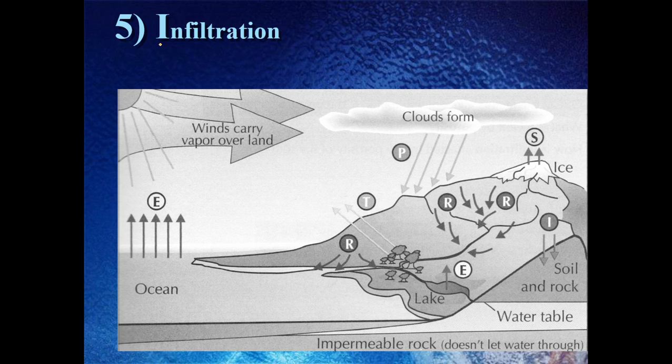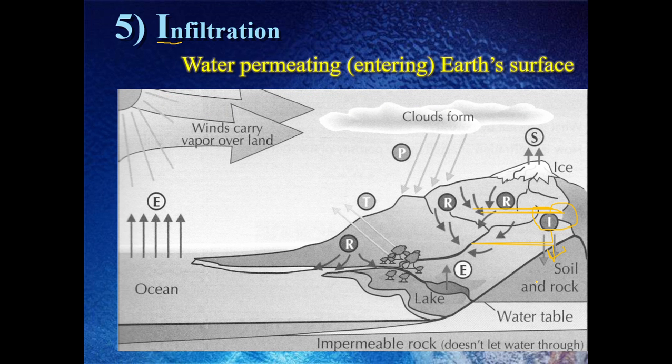Fifth, we have infiltration. Right? Key word is that "in." So we look here for the letter I pointing down, right? And I apologize for these over here, pointing down into the rocks and soil. So water is going to permeate or enter Earth's surface. Infiltration is water goes into or permeates the Earth. I know this "permeate" is a new word, but we're going to refer back and forth to it.